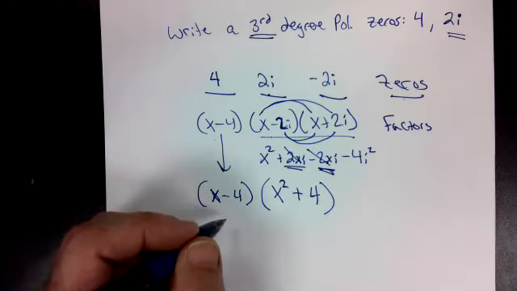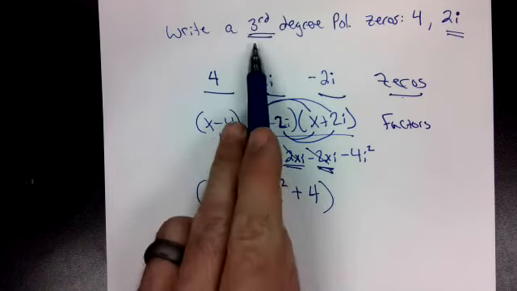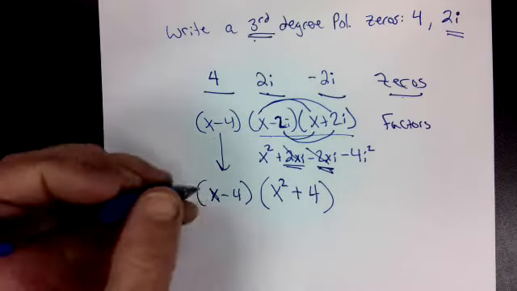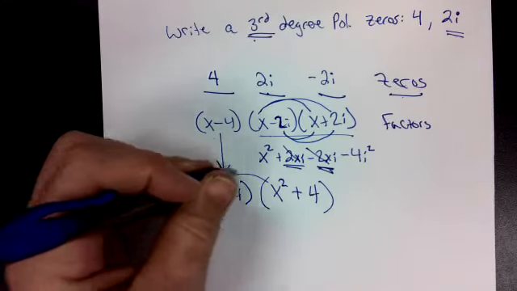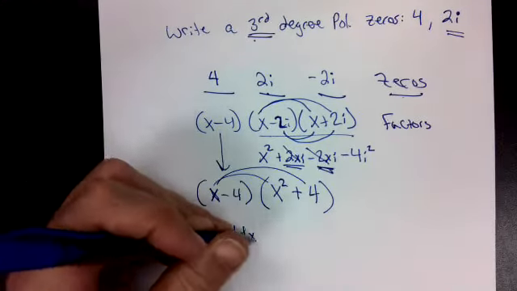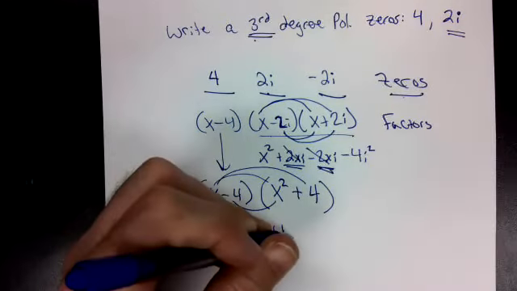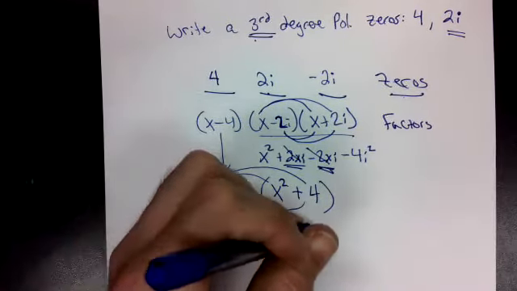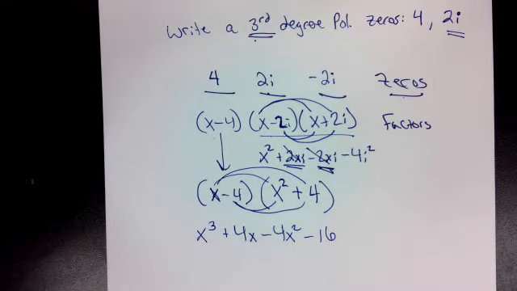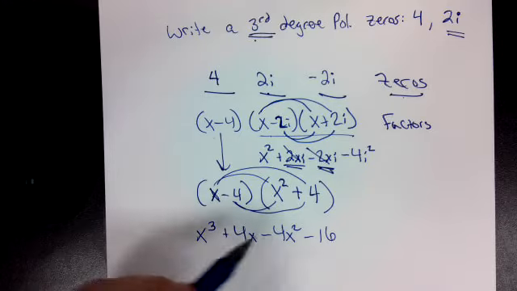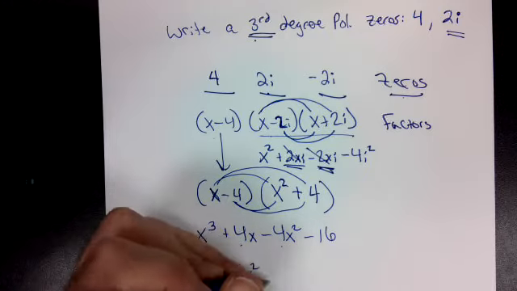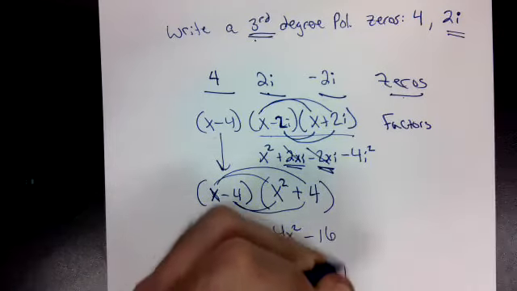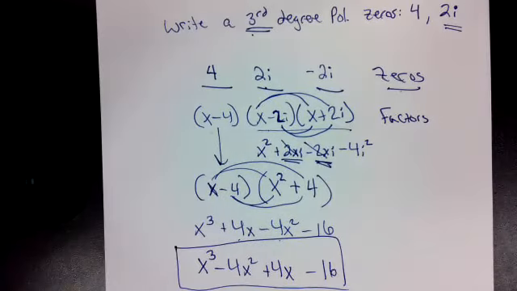then I can just finish my multiplication to get my third degree polynomial. Again, distribution, x times x squared, x times 4, negative 4 times x squared, and negative 4 times 4. Now, I think my math lab would let you type it in this way. I'm okay with this answer. If you want to put it in descending order, then the squared should come before the x. But to me, that's neither here nor there.